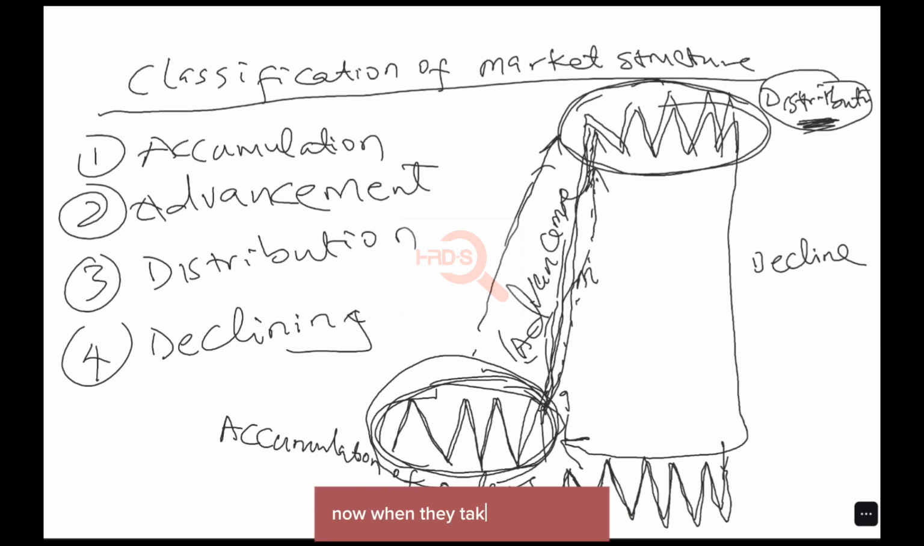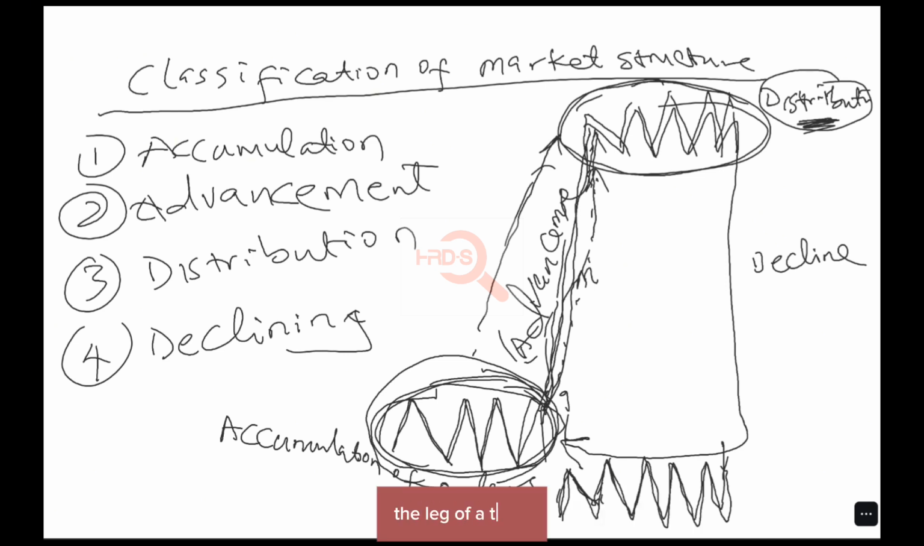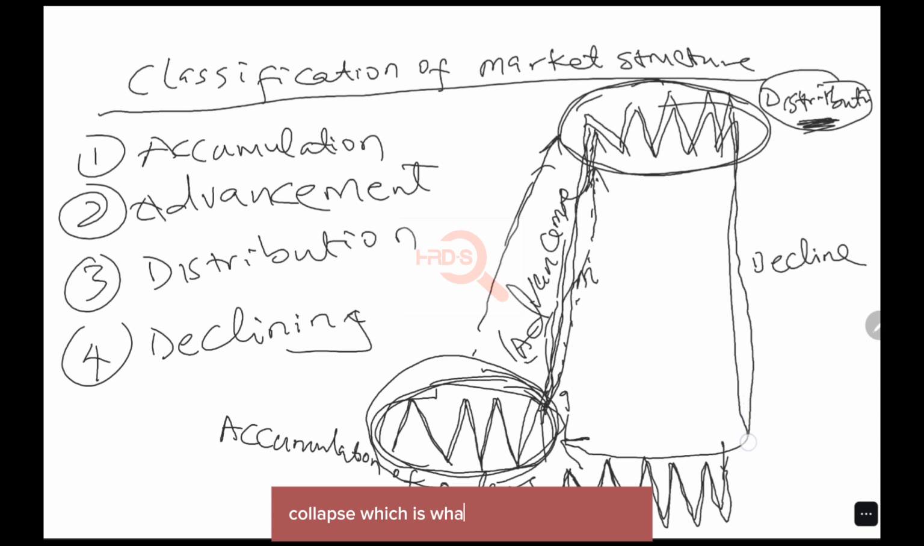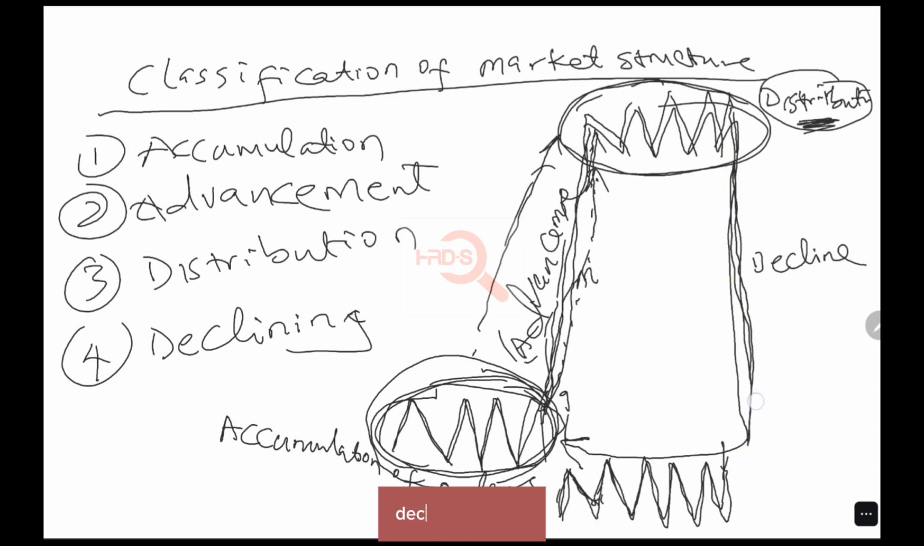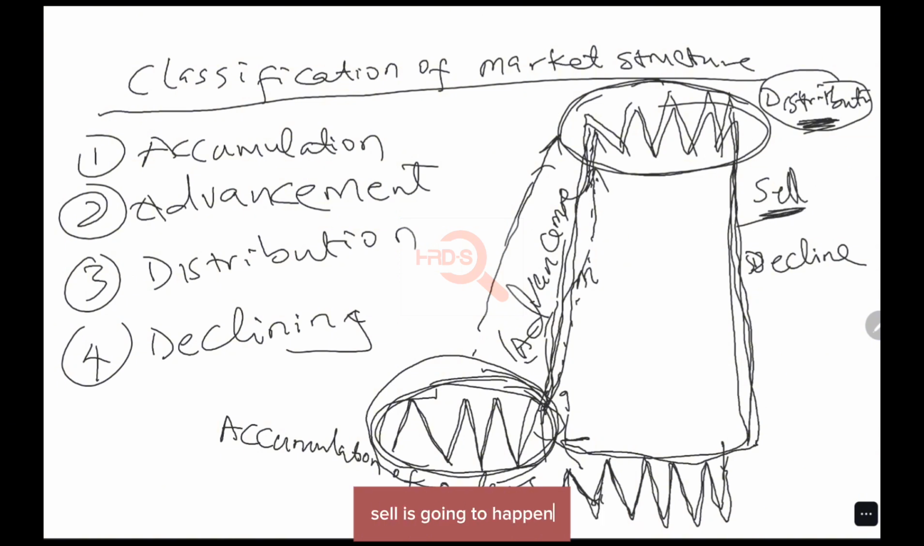Now, when they take their profits, remember, the money of the market makers is like what? The leg of a table. When they pull out the legs, what happens? Collapse, which is what we call decline. All right? Decline happens, and then that cycle continues. When they are declining, we say what? We are placing sell orders. Sell is going to happen. There's going to be a crash. During advancement, what do we do? We place buy orders.